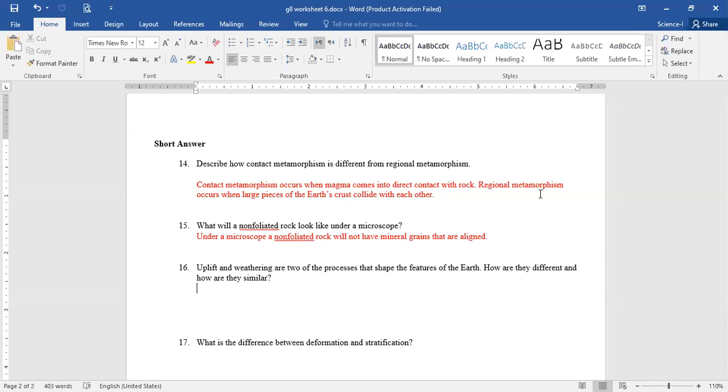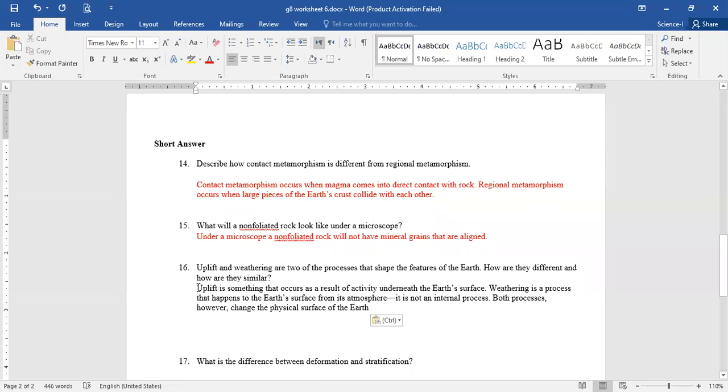So already the answer was put in the question. It said that uplift and weathering are two processes that shape the features. So that's how they are similar, but they are different, as Maya said, because weathering happens above the Earth's crust, breaking down rock there, while uplift causes deformations in the rocks under the Earth's crust. Okay, so that's our answer.